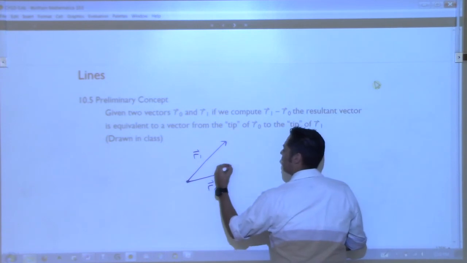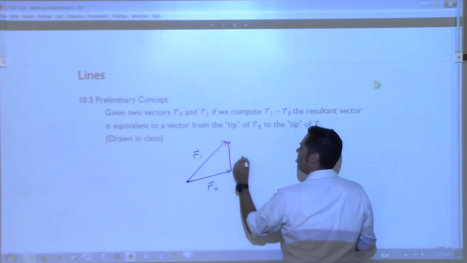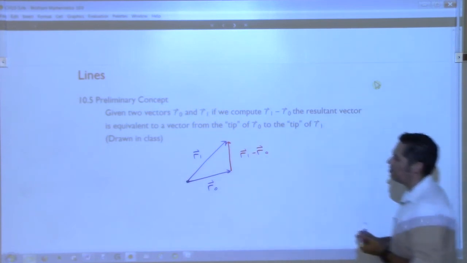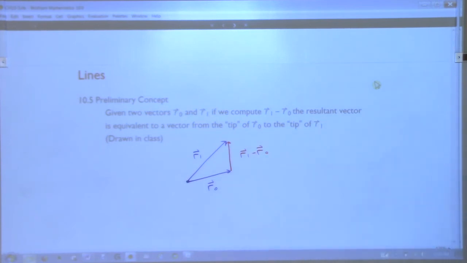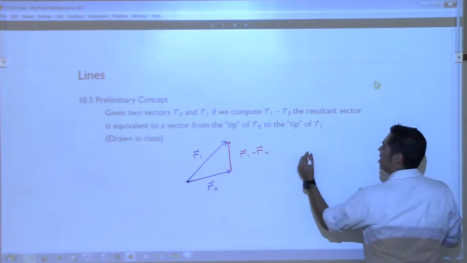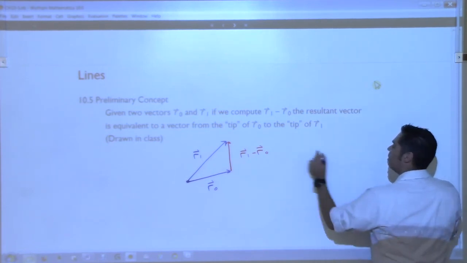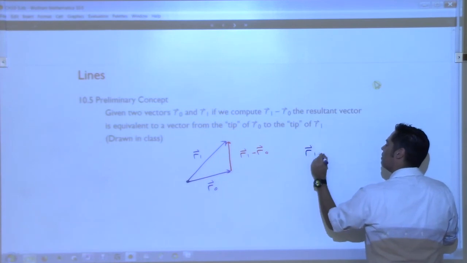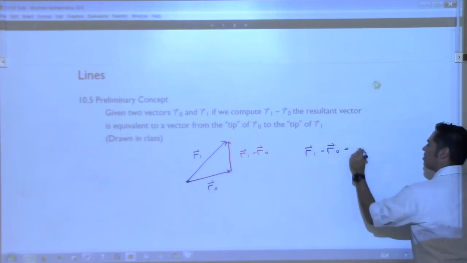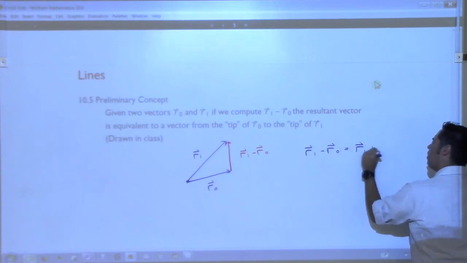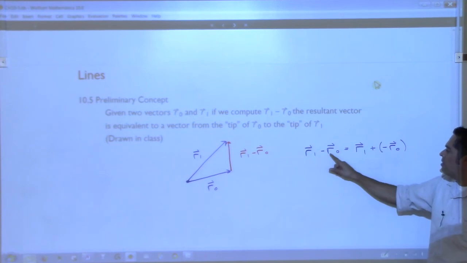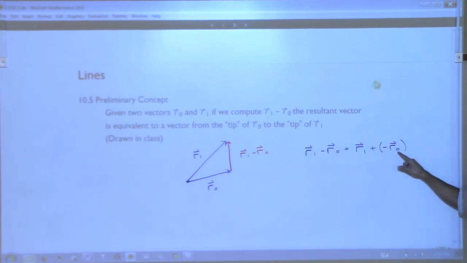So this right here is the vector R1 minus R0. Now let's try and understand why that's true. All right? So let's do this. Do you agree that R1 minus R0 is the same as R1 plus negative R0? That subtracting R0 is the same as adding the opposite.